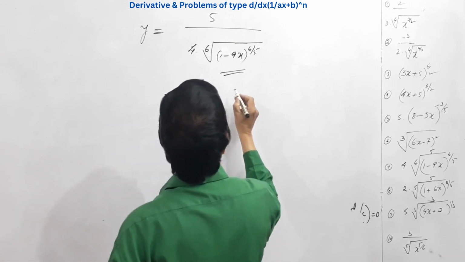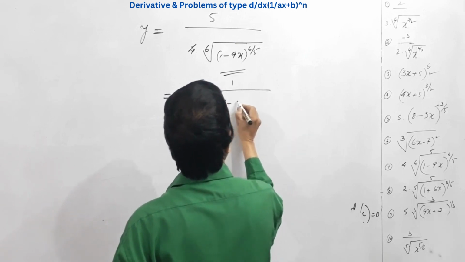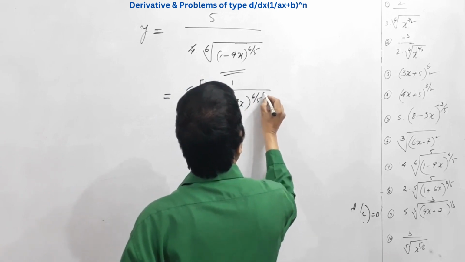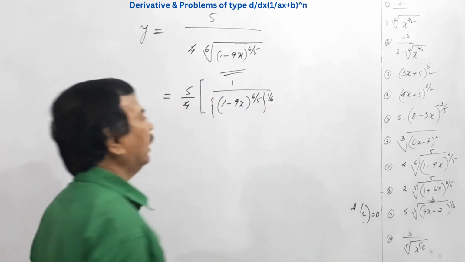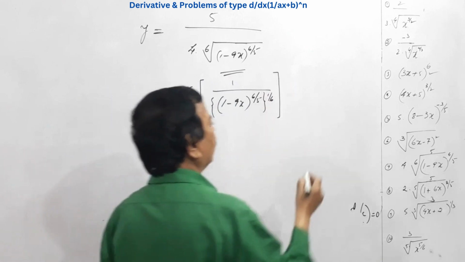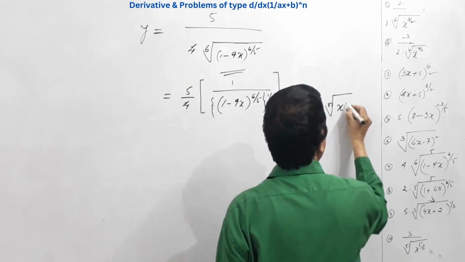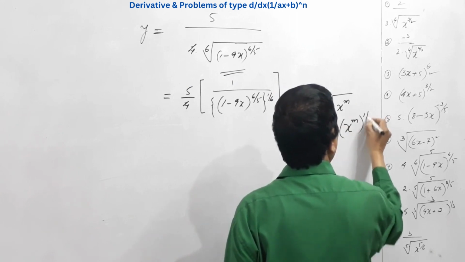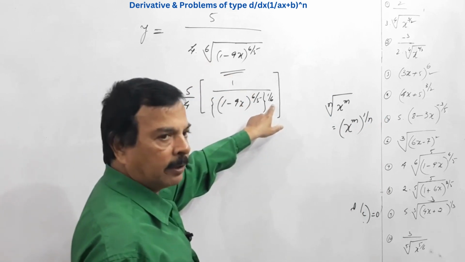So this is 1 by 1 minus 9x to the power of 6 by 5, whole to the power of 1 by 6. Can I write like this and close the bracket, because we have taught you that nth root of x to the power of m equals x to the power of m whole to the power of 1 by n. So the 6th root becomes 1 by 6.